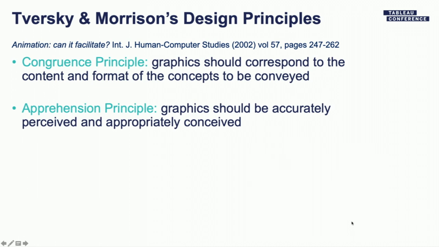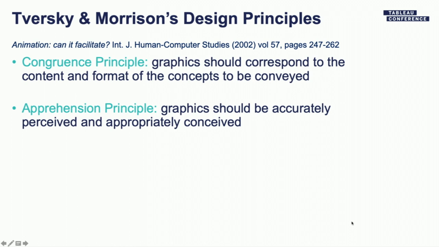I'll let you read the details of the words there, but the key words in the principles are congruence and apprehension. What congruence means is basically you want to line things up. In particular, animation is really effective for changes, and logical steps are a form of change in the logic of a story. And apprehension is really about you, the audience. It is the author's responsibility or the presenter's responsibility to make sure you can apprehend the changes.